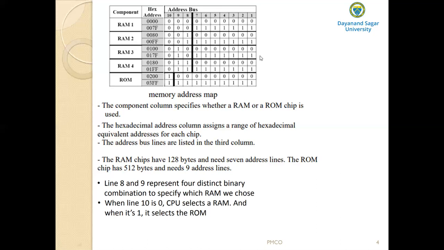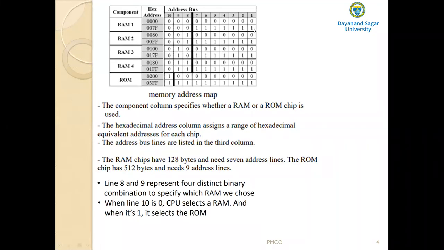So now, what is the address assignment of these RAM and ROM chips? The binary numbers, or hexadecimal numbers, can range from all zeros to all ones, isn't it? So what is the starting address of RAM 1? You fill all these zeros first. So the starting address is all zeros. And how do you calculate the ending address? Fill all ones up to line number 7, because RAM will have 7 address lines.